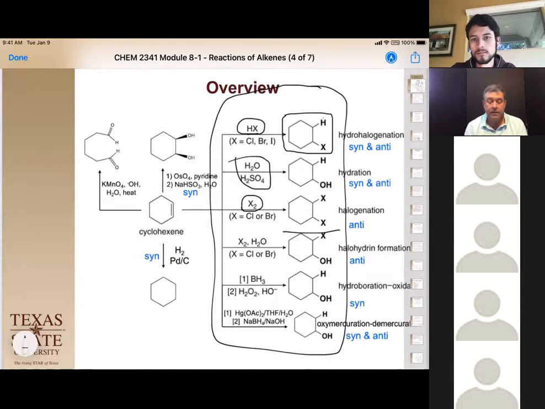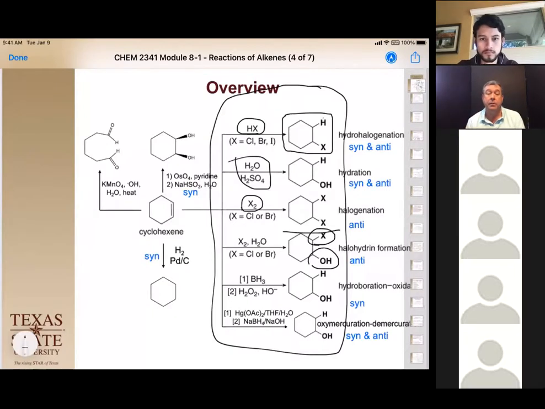Okay. Now, let's say you wanted a halide plus an alcohol. We have a way to do that. We can start with adding a halogen across there, but in the presence of water, we could have the water act as our nucleophile and give us a halohydrin reaction, which means a halogen plus an OH. Okay, so that's going to give us some really interesting specificity.